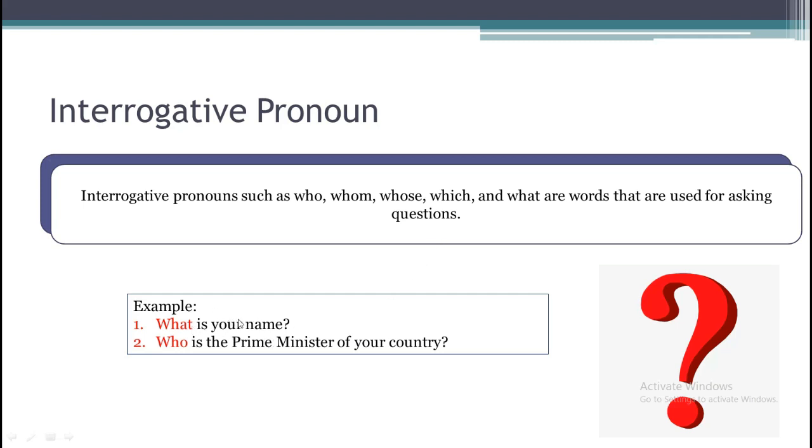What is your name? So in place of the noun whatsoever, we have changed that and we have used the pronoun what. So here it is, what is your name. So this is an interrogative pronoun. It's used to ask a question as well as it replaces the noun. Next, who is the Prime Minister of your country? Again, it's asking the question as well as it's replacing the noun. So these are the interrogative pronouns.